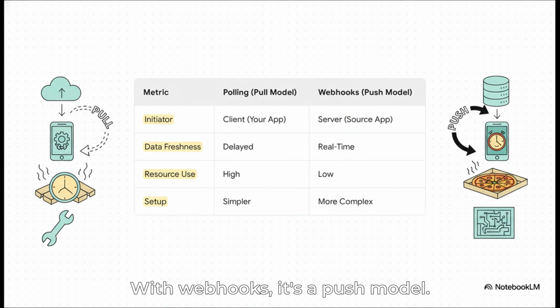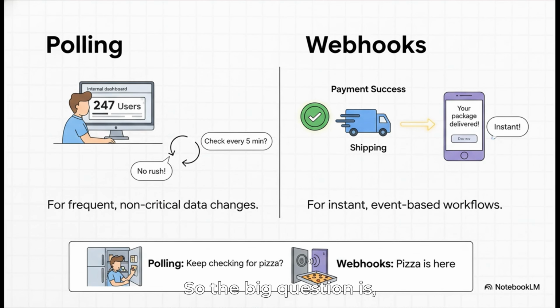With webhooks, it's a push model. The other app, the server, pushes data to you. It's real-time, super efficient, but yeah, it's a bit more complex to set up. So the big question is, which one should you use? Well, here's my rule of thumb for you. If you're tracking something that changes all the time, like, say, a live user count on an internal dashboard, and it's okay if that number is a few minutes out of date, then polling is fine. It works. But for just about everything else, especially for critical business events like payments or new orders, webhooks are absolutely the way to go.